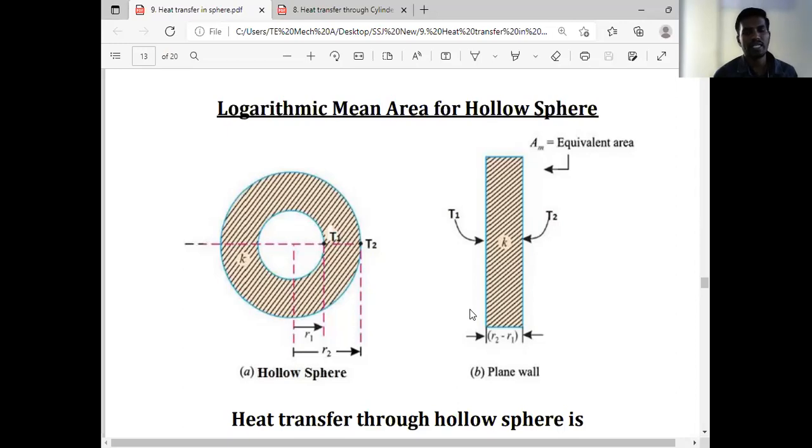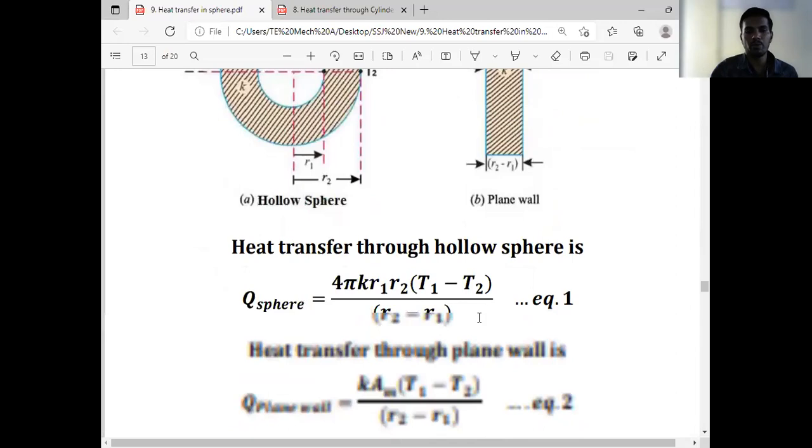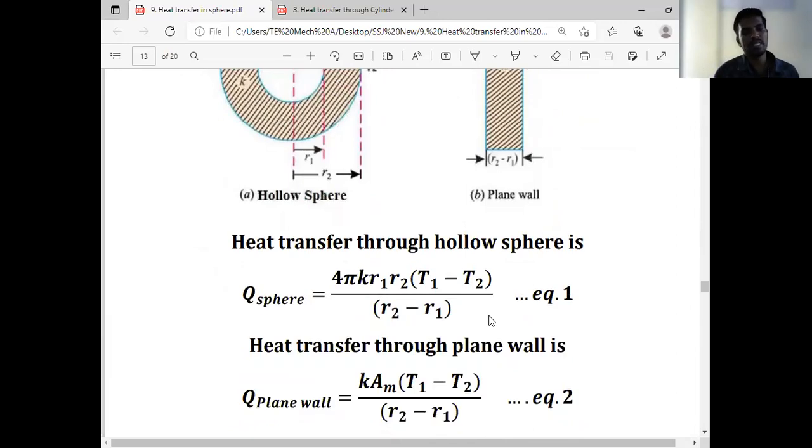Okay, so heat transfer through the hollow sphere. As we know, the standard equation of the sphere, Q is equal to what? 4 pi K R1 R2 into bracket T1 minus T2 divided by R2 minus R1. So in that way we have to write down the equation for the hollow sphere. Q sphere is equal to 4 pi K R1 R2 (T1 minus T2) divided by R2 minus R1. This is equation number 1.